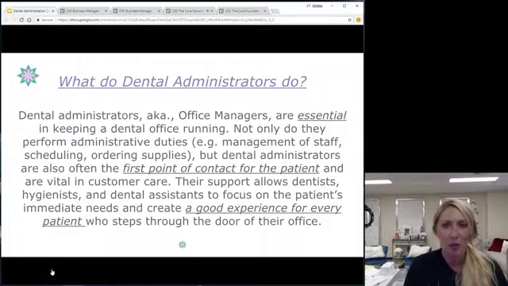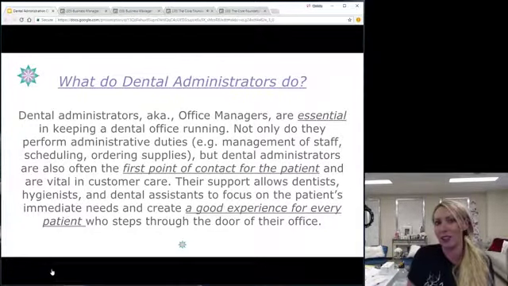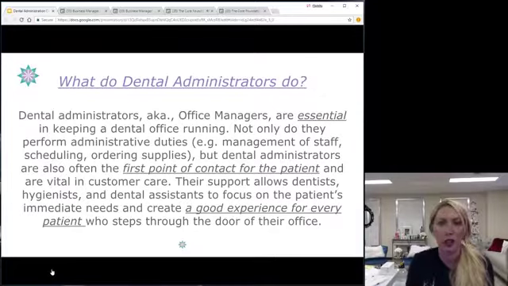You support the dentist in many, many ways. You become their right hand. You're the person they go to when they need things ordered, or they need a staff member to improve on their performance. You're the one that places ads online for new team members. So you are that right hand person for dental offices and for the dentist specifically.